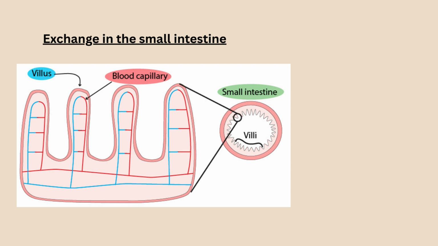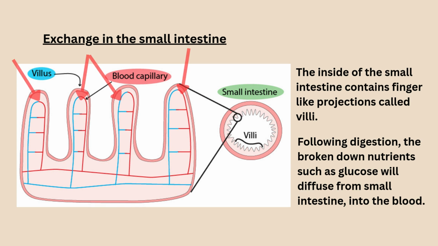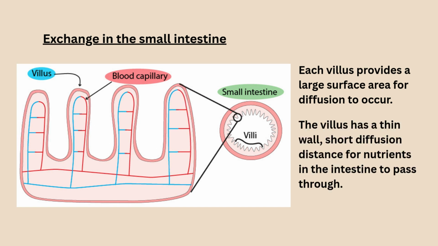Exchange in the small intestine. The inside of the small intestine contains finger-like projections called villi. Following digestion, the broken down nutrients such as glucose will diffuse from the small intestine into the blood. Each villus provides a large surface area for the diffusion to occur, and the villus has a thin wall, so there is a short diffusion distance for the nutrients in the intestine to pass through.